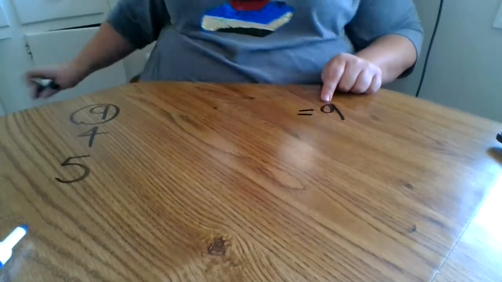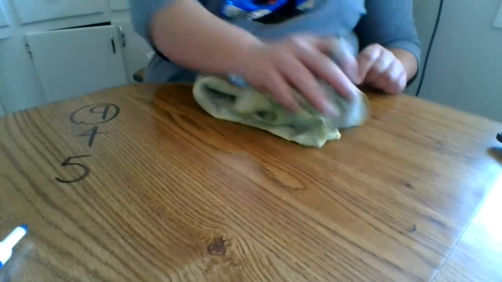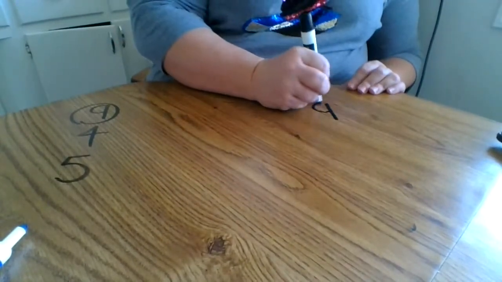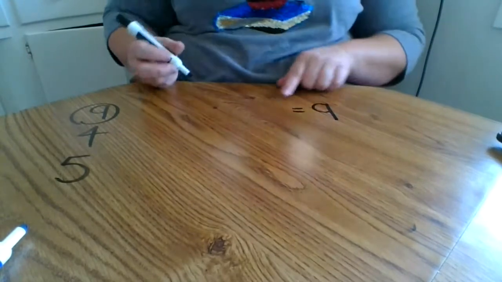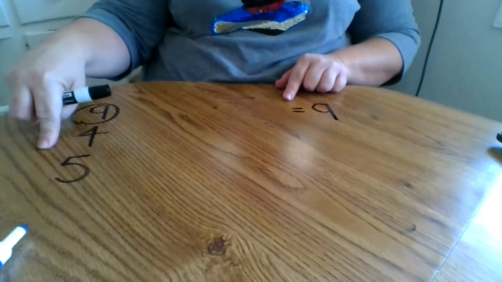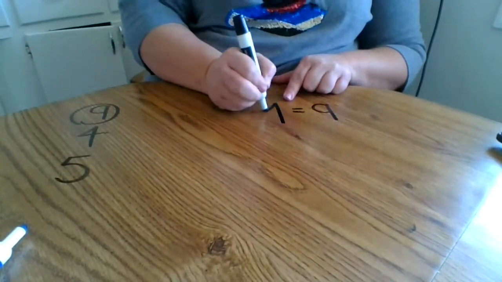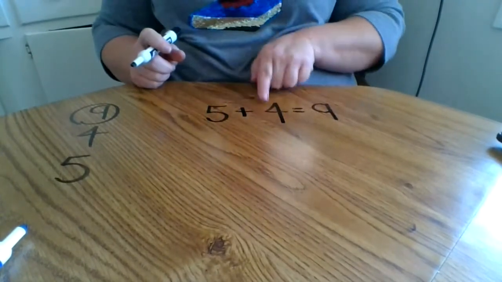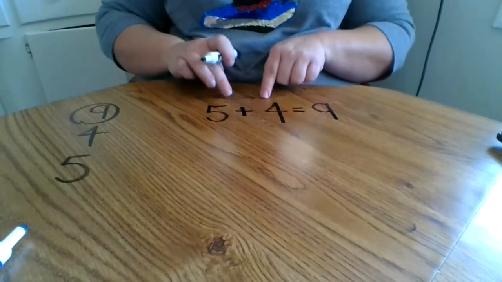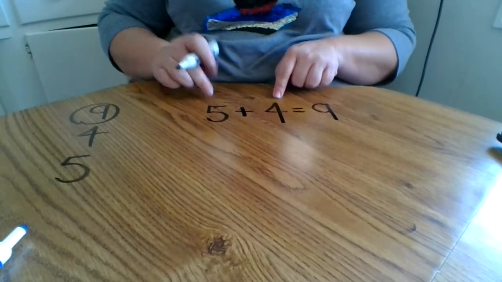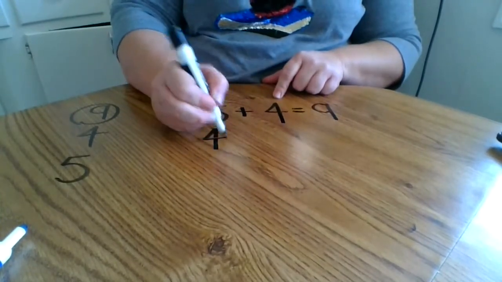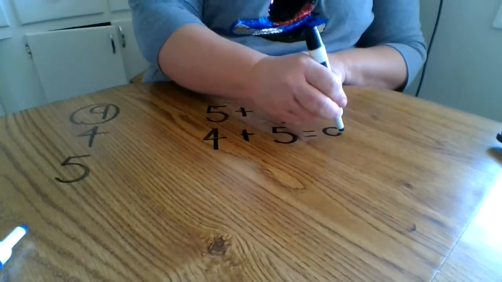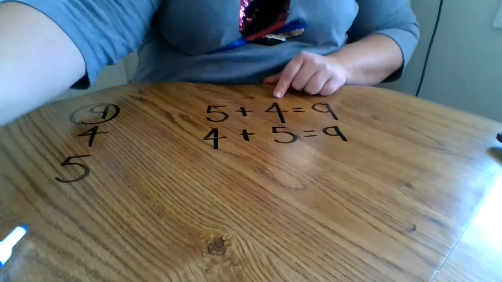That is a really not nice looking 9. Let me fix that because that will bother me. All right, let's see. 9. There we go. So that means I have to use those other 2 in my addition sentence. So I will have 4 plus 5. 5 plus 4 equals 9. Now, same numbers, different order. So now I will do 4 plus 5 equals 9.